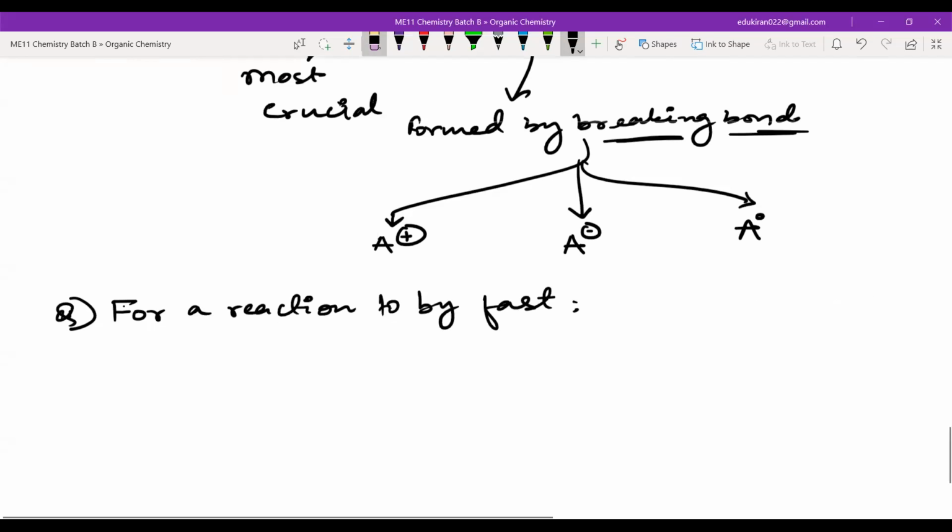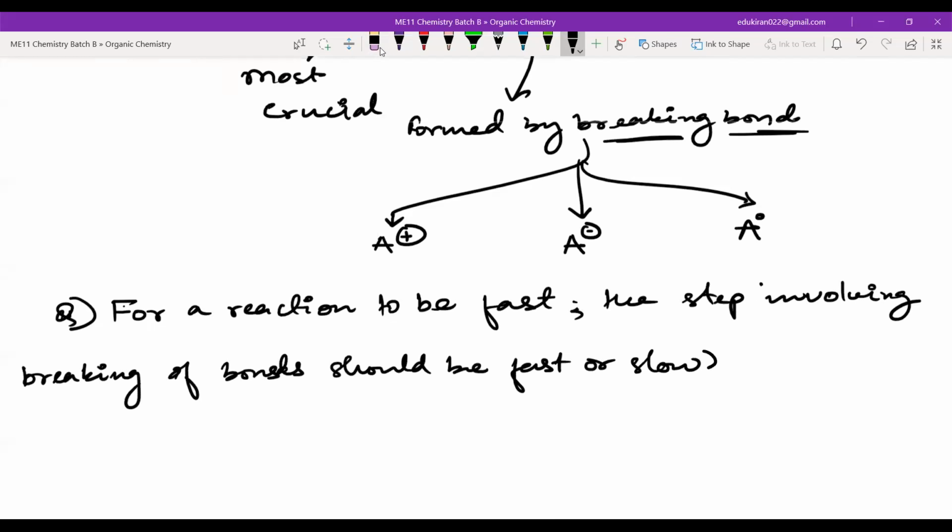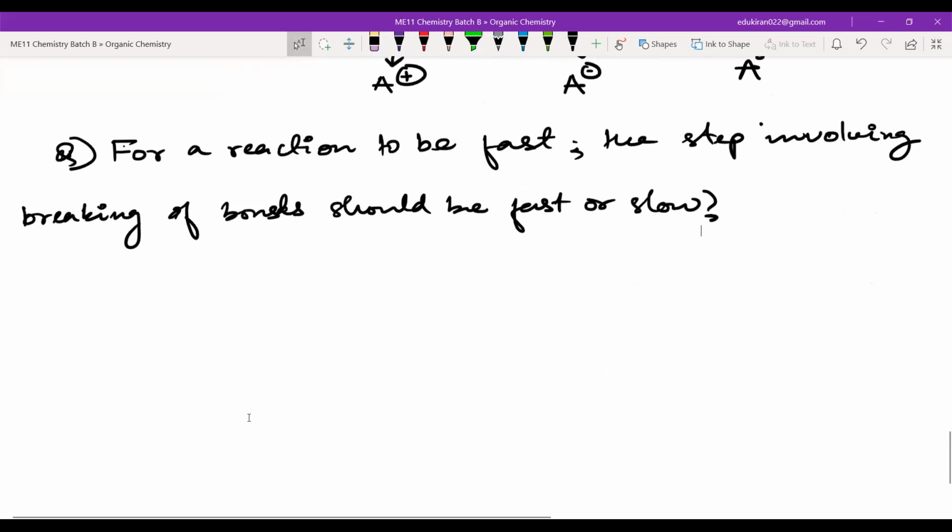For a reaction to be fast, the step involving breaking of bonds should be fast or slow? Tell me. If I want a reaction to be fast, then what should happen? The step involving breaking of bonds should be fast or slow? This step, reactant to intermediate.